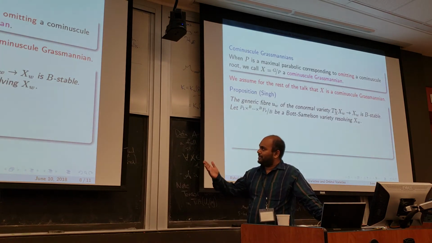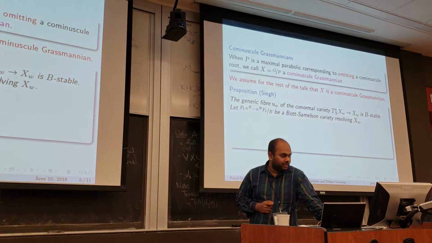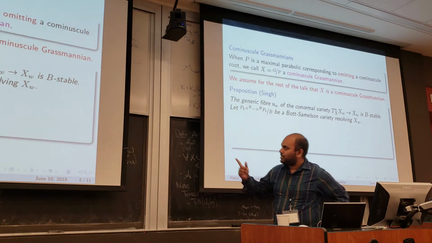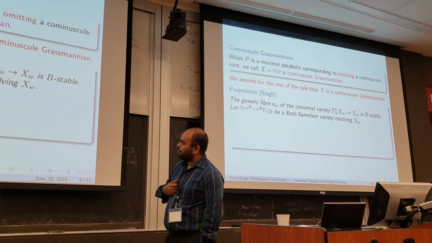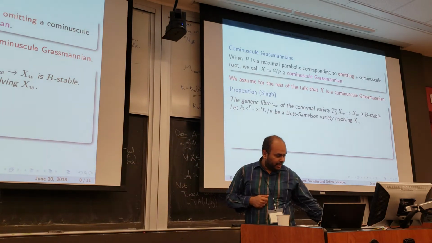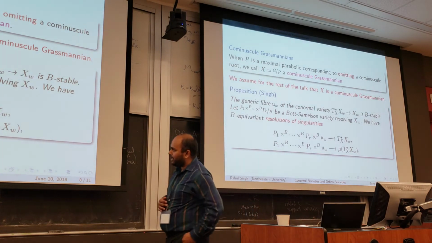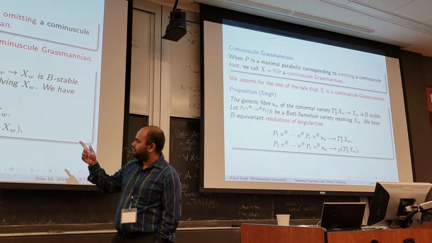But the theorem is very nice: once you have this B-stable fiber, you can construct a Bott-Samuelson variety which is resolving W. I have this B quotient on the end, and I can just work around that and construct a vector bundle on that Bott-Samuelson variety with the fiber being U_W.